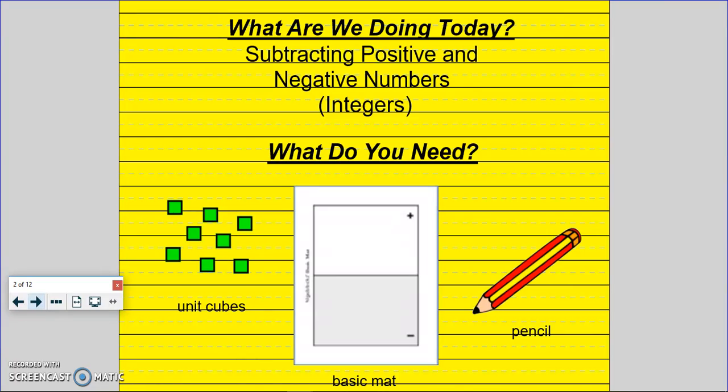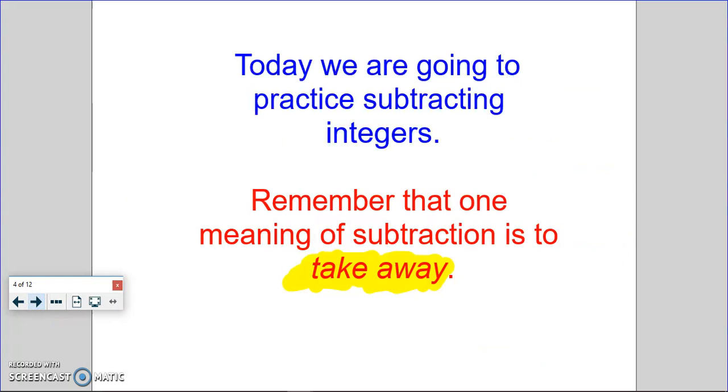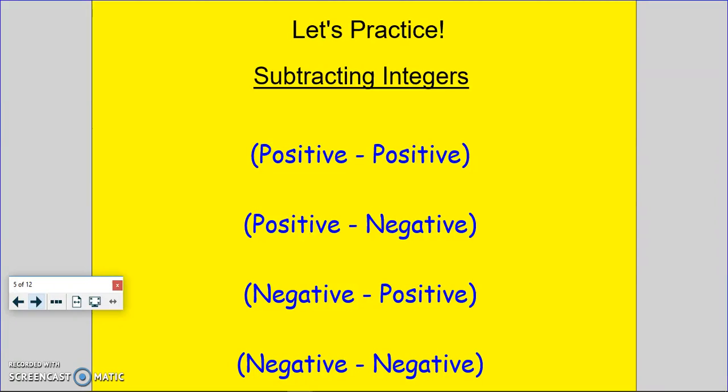So this is what we were using, the mats with the cubes, and then a pencil obviously to write everything down. When we are dealing with subtraction, we have to remember that it means take away. That's a fairly elementary concept, but it will help in identifying when subtraction is modeled. So we will do positive minus a positive first, then positive minus a negative, negative minus a positive, and negative minus negative. So we'll actually start out with subtraction with the same signs.